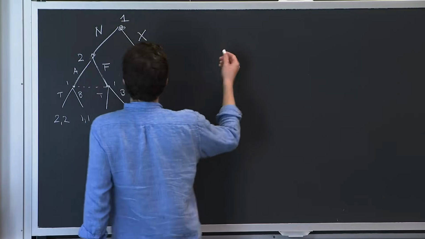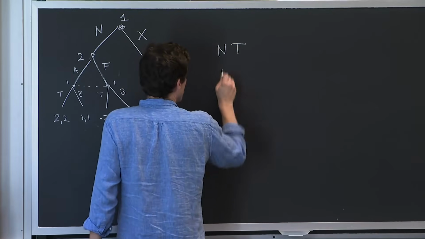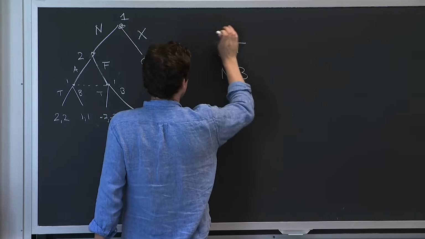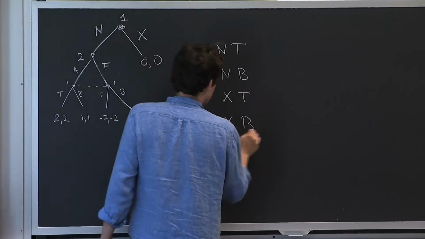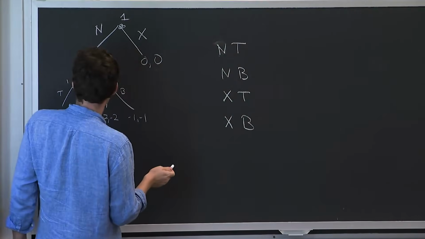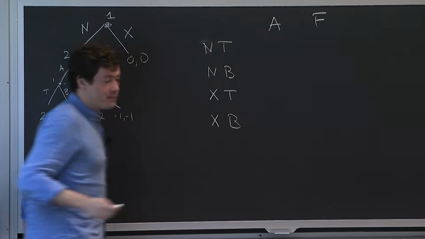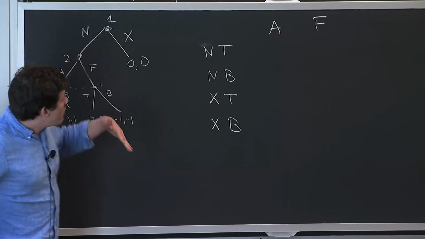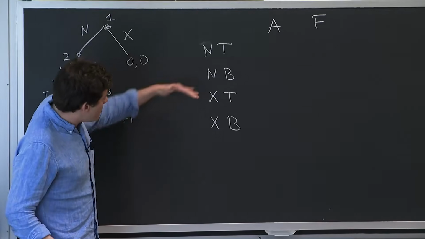So for player 1, the strategies are NT, NB, XT, XB. And the strategies for player 2 are just A and F. And now we need to fill in the payoffs of this matrix. Well, let's do it systematically.